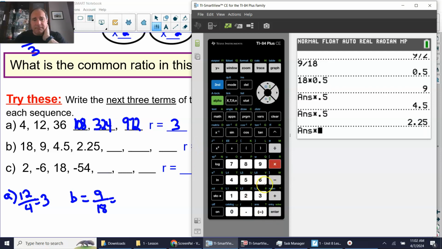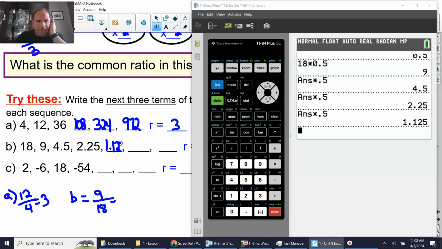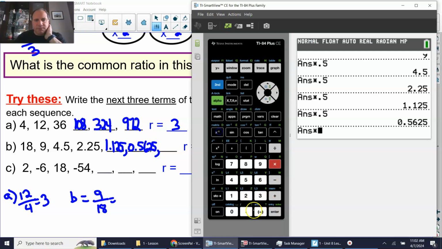That's correct. Times 0.5. You're multiplying by a half, so the number should get smaller. And then times 0.5 should be a nice small number, 0.5625. And then one more, times 0.5, and you get 0.28125. And that's it.